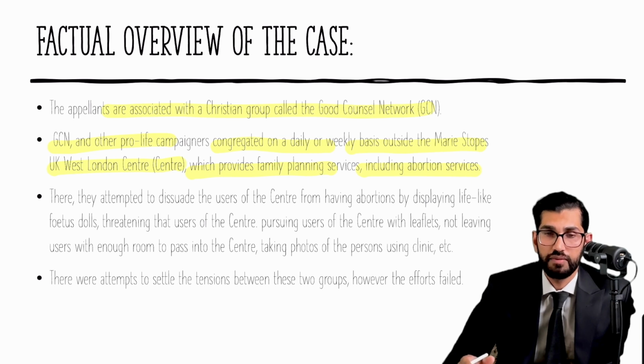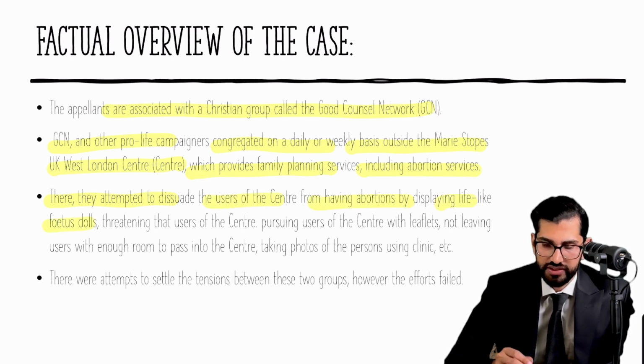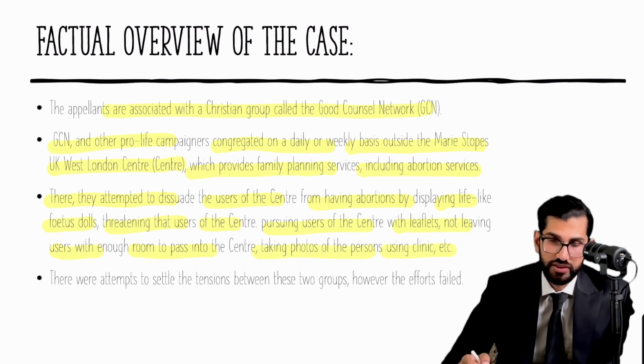So जो initial facts हैं वो ये हैं कि basically एक Christian group था जो कि regular basis के ऊपर एक clinic के बाहर इकट्ठा होता था जिसको हम center कह रहे हैं. There they attempted to dissuade the users of the center from having abortion by displaying lifelike fetus dolls, threatening the users of the center, pursuing users with leaflets, not leaving users enough room to pass into the center, taking photographs, and using the clinic.